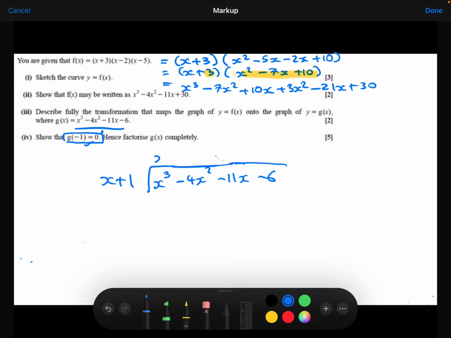X into the x cubed goes x squared times. X squared times x is x cubed. X squared times 1 is x squared. And we'll take that away. X cubed take away x cubed is 0. The minus 4x squared, take away x squared is minus 5x squared.